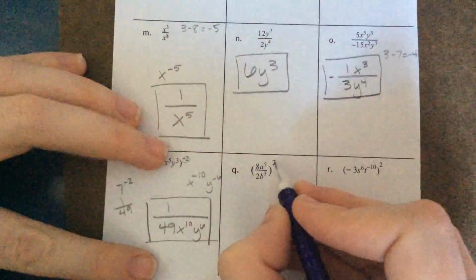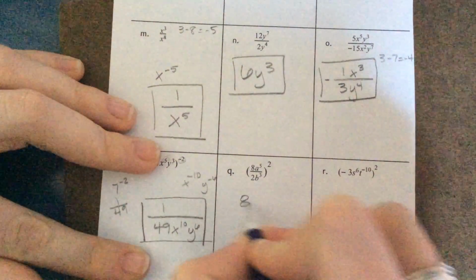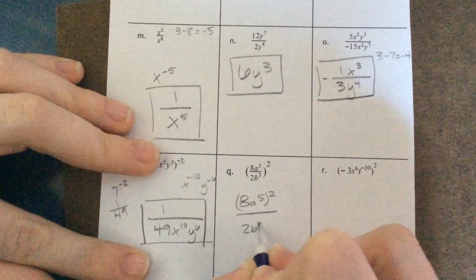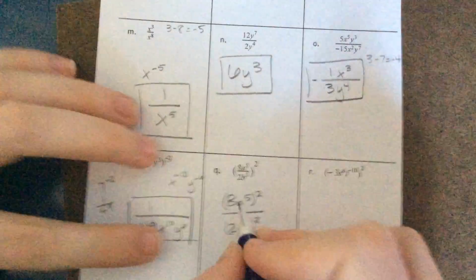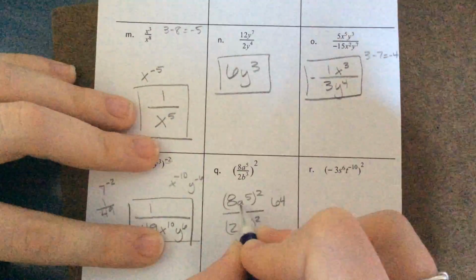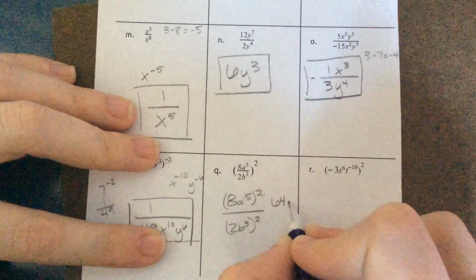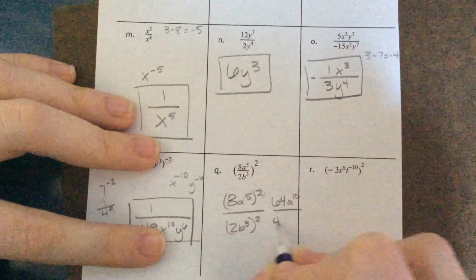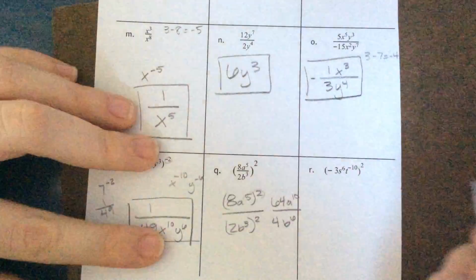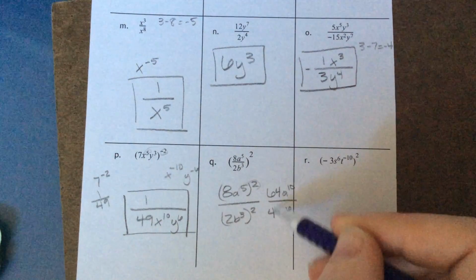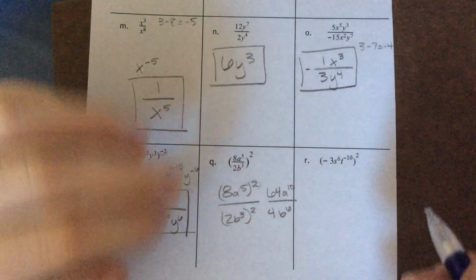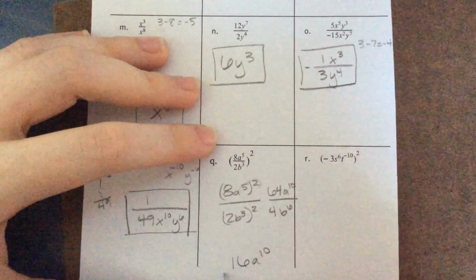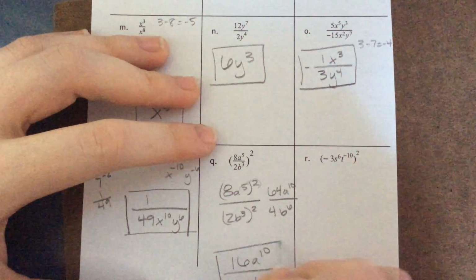Okay, here you're distributing that exponent, so we got 8a to the 5th, and we're going to square it, over 2b cubed. We're going to square it. 8 squared is 64. A to the 5th squared, you multiply those and you get a to the 10th. Over 2 squared is 4, and you get b to the 6th. When you look at that, you notice that 4 goes into 64 16 times, so that reduces to 16a to the 10th, but that b to the 6th is still in the denominator.